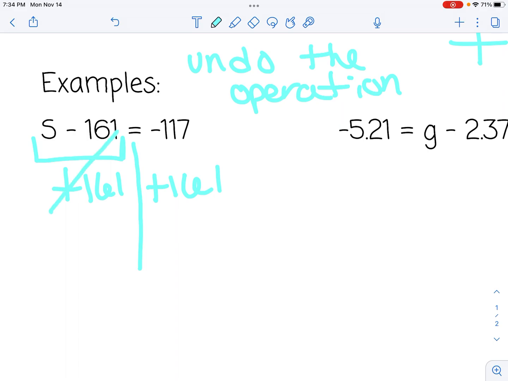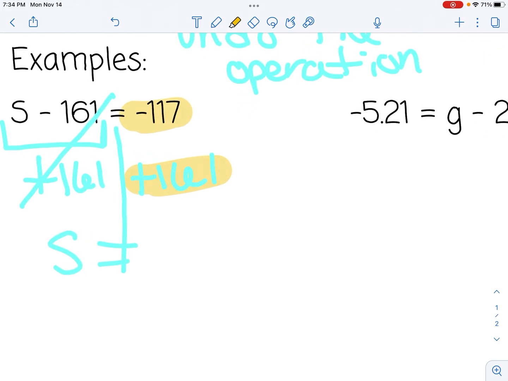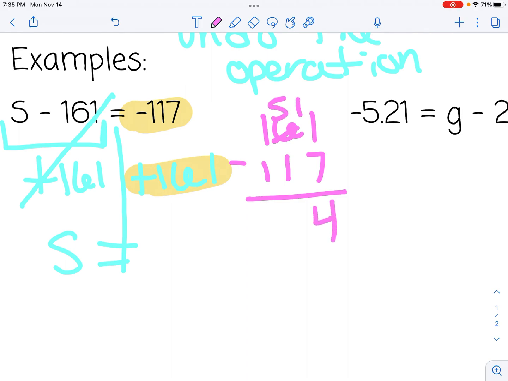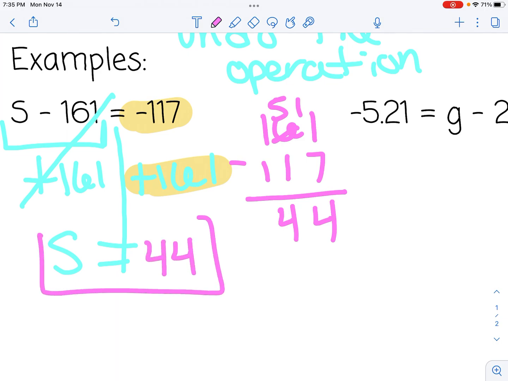On the left-hand side, these cancel out because -161 plus 161, this is additive inverse, they equal 0. So on the left, we are left with our variable. And on the right, we have a negative number plus a positive. Same sign add, different sign subtract. We have different signs, so we are going to be subtracting. Larger number goes on top. We can't take 7 away from 1, so we're going to borrow. So we are left with 44. Our bigger number is positive, so our answer is going to be positive.